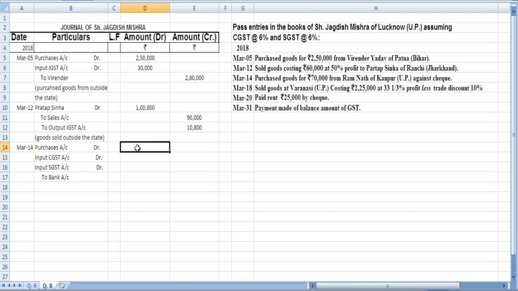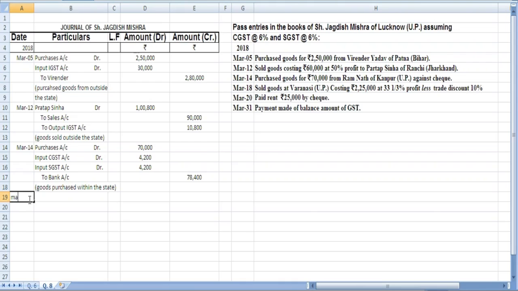So purchases here will be your 70,000. 6% of 70,000 is 4,200 and 4,200, and to bank the payment is made through check for 78,400. Narration: goods purchased within the state.